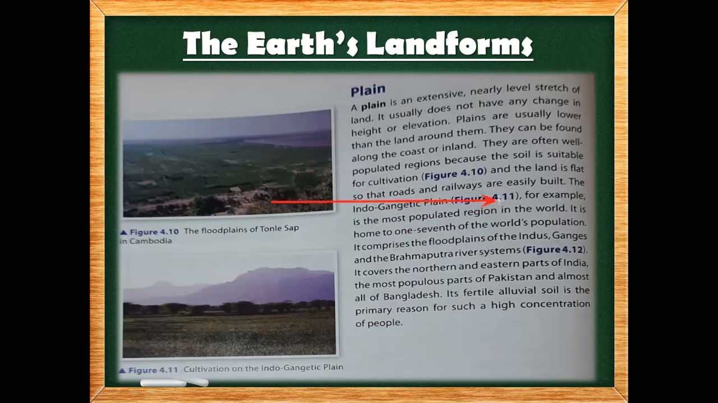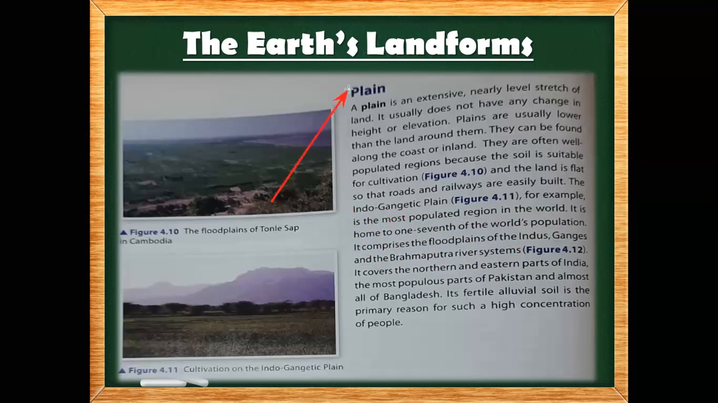The Indo-Gangetic Plain, the land of India, Pakistan, Nepal, and Bangladesh, is the most populated region in the world. It is home to 1/7 of the world population. It comprises the floodplains of the Indus, Ganges and the Brahmaputra river systems. Comprises means it contains. The plain covers the northern and eastern parts of India, the most populous parts of Pakistan and almost all of Bangladesh.